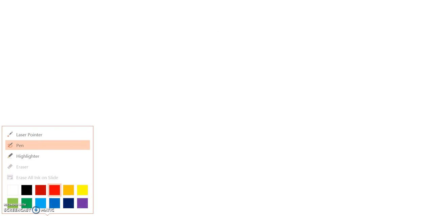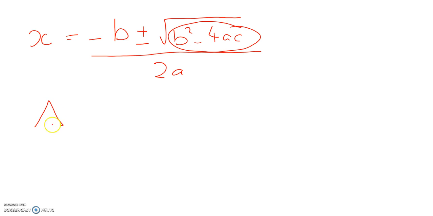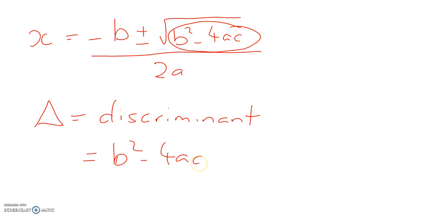Well, I'm glad you asked, because otherwise it would have been pretty silly for me to do this video. So the quadratic formula is, when you have that general form, x equals minus b plus or minus the square root of b squared minus 4 times a times c, all over 2 lots of a. And this little bit in here has a special name. We call it delta, the discriminant. The discriminant equals b squared minus 4ac.